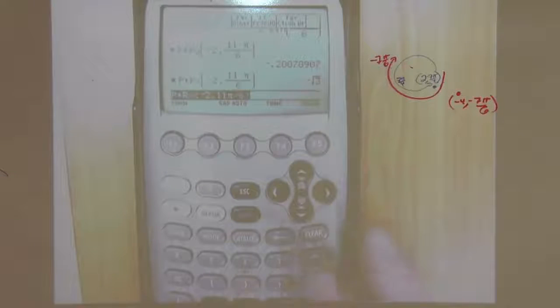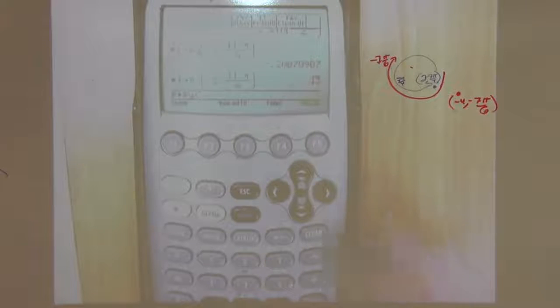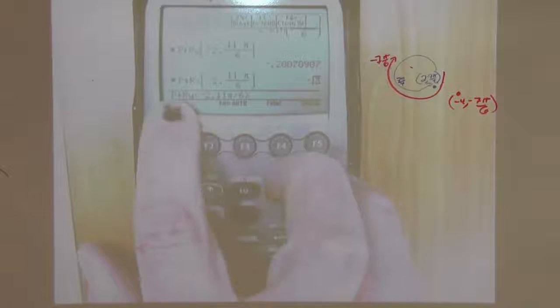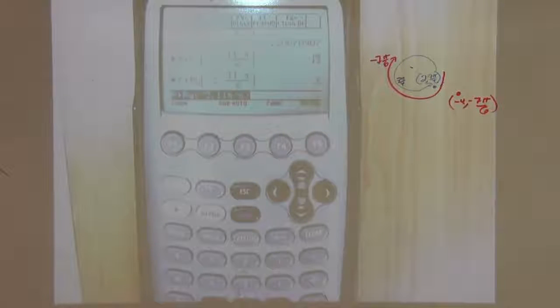And the next one, negative 2, comma, 11 pi divided by 6. So again, this is doing the y from the polar to the rectangular y coordinate is 1.